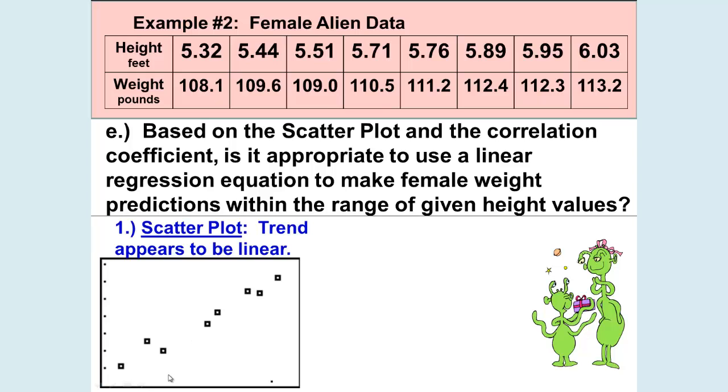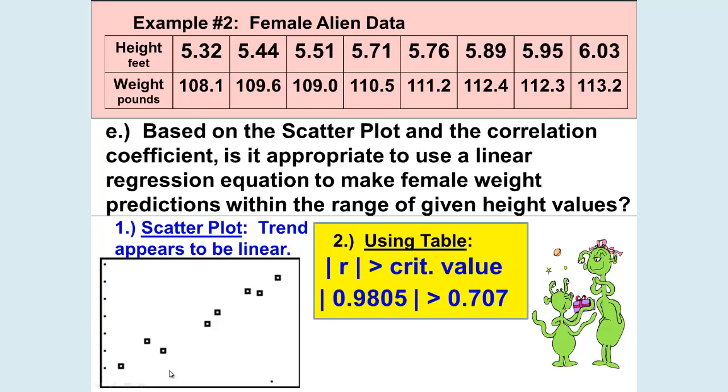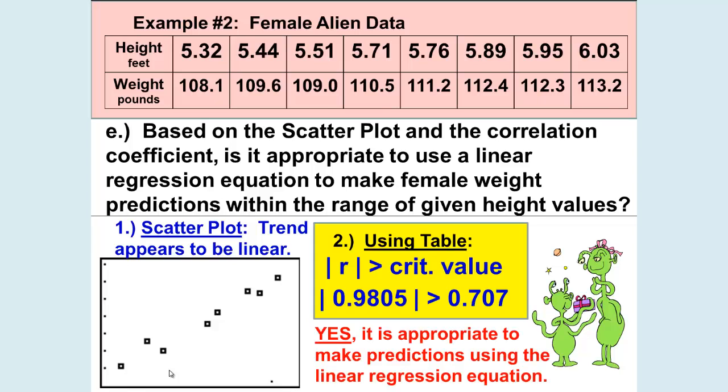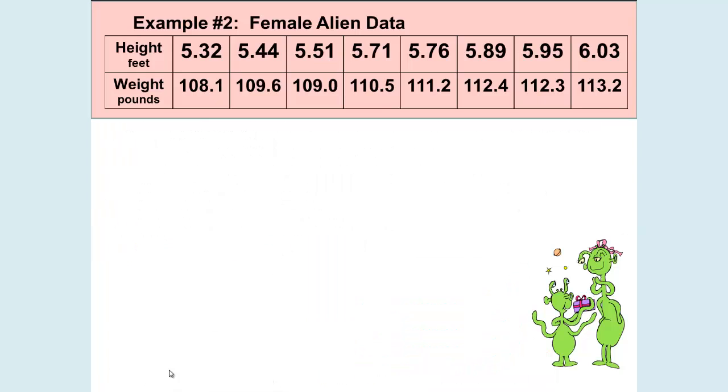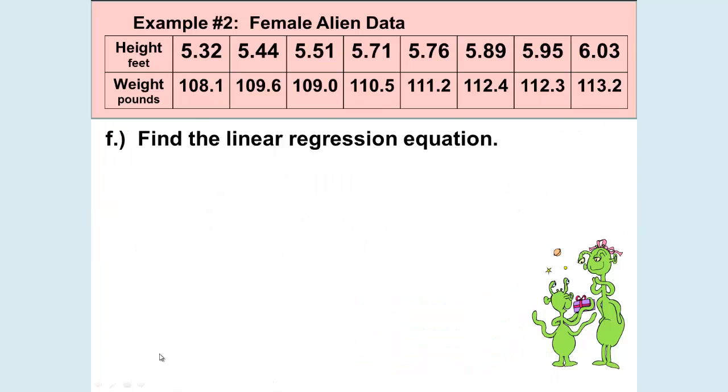Well, the scatter plot trend appears to be linear, and using the critical value, the absolute value of r is greater than the critical value of 0.707. So yes, it is appropriate to make predictions using the linear regression equation. So find the linear regression equation.